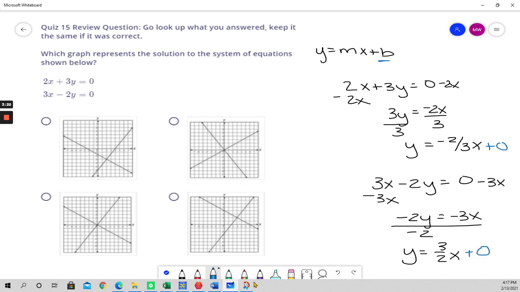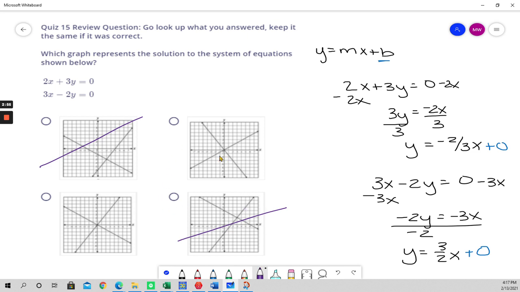So when I look at these graphs, I can eliminate the two graphs where the equations both don't start at 0. So that would be this graph is out and this graph is out. Neither one of these graphs start at 0. So now it's just a matter of my positive line needs to have a slope of 3/2 and my negative line needs to have a slope of negative 2/3.